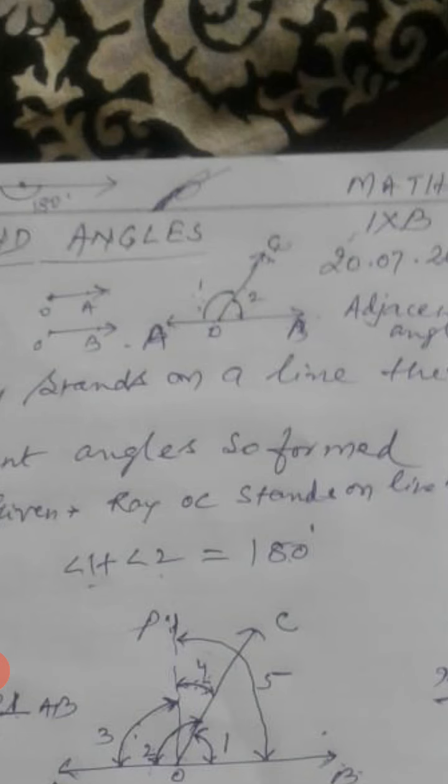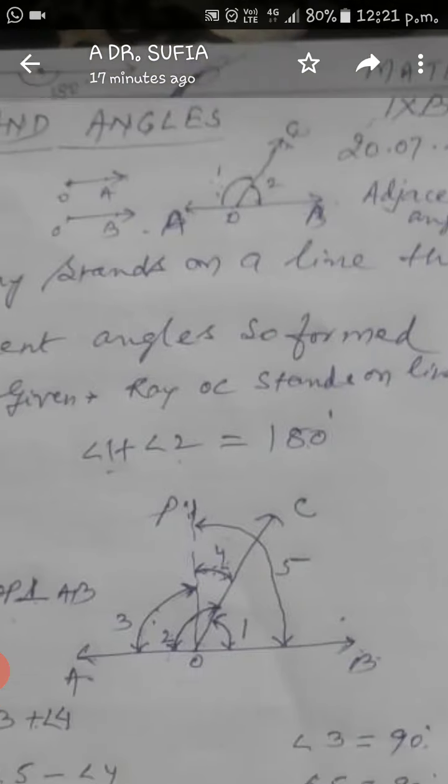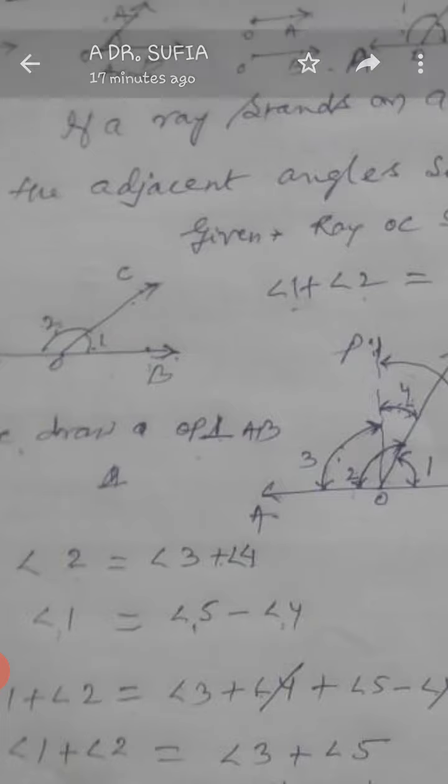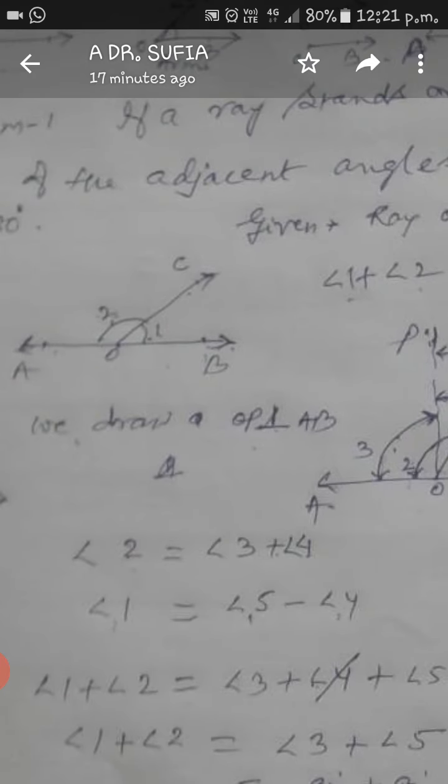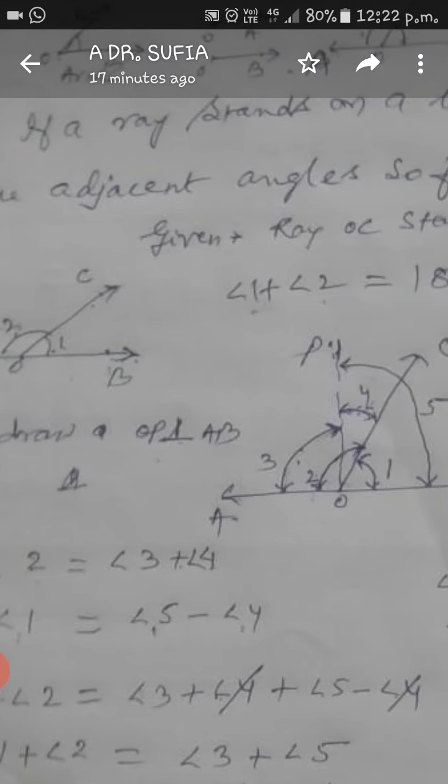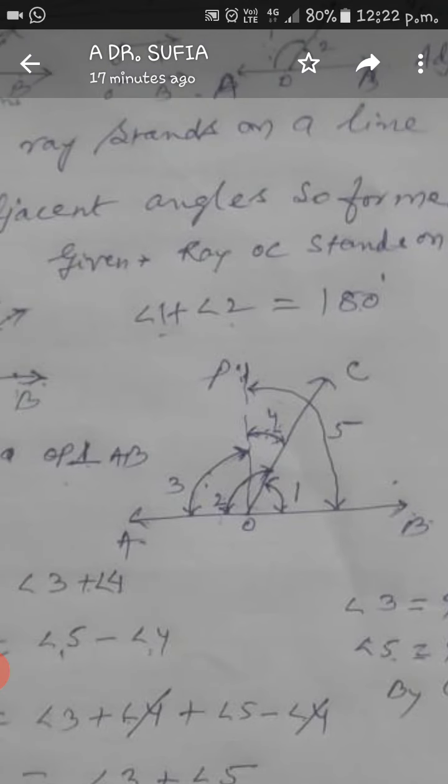Now the theorem is that when a ray OC stands on a line AB, the two adjacent angles so formed, angle 1 plus angle 2, is 180 degrees. We have to prove it. What is given? Ray OC stands on line AB. Then we have to prove that angle 1 plus angle 2 is equal to 180 degrees.